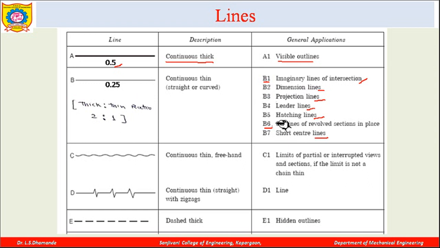I am also going to show you these different lines in the drawing. This line is called a continuous thin line, and it can be straight or curved, with a line thickness of around 0.25 mm. In general, the relationship between the thick and the thin line is a 2:1 ratio. If the thick line has 2 mm thickness, the thin line should be 1 mm; if it is 0.5, the thin line should be 0.25. So the thin line is half of the thick line.